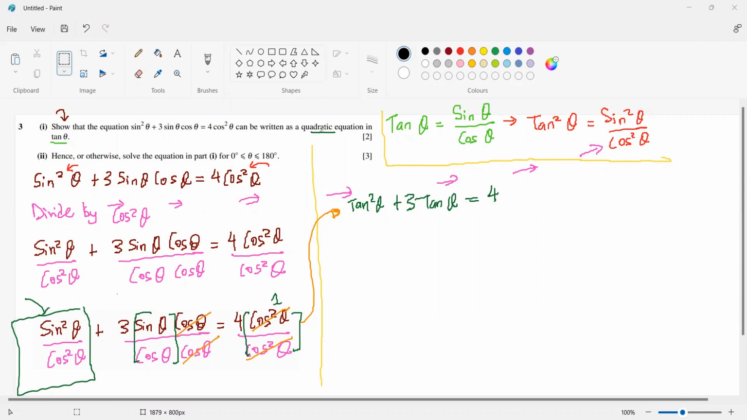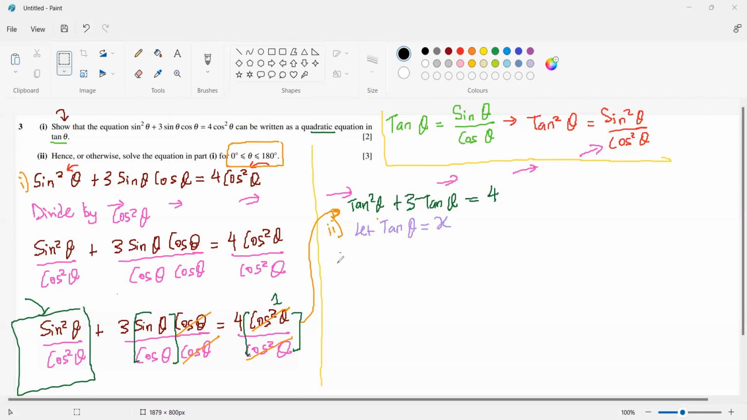But if you want to emphasize, that means for the second part, hence or otherwise, they say solve the equation in part 1 for the range theta belonging to 0 to 180 degrees. Okay, to do that, what we do is we just let the tangent theta, the smallest one, as let's say we just call it as x.